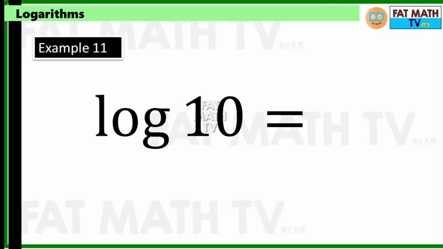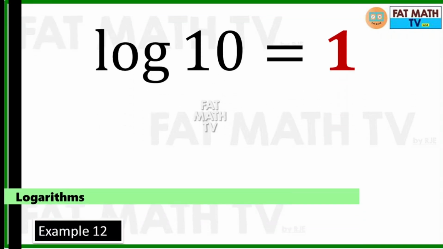If there is no base written, that is understood to be base 10. The base is 10 if there is no base written. That is what we call common logarithms. Okay, what should be the exponent of 10 to get a 10? Answer, 1. Okay, so if you don't see any base there, the base is 10. So the logarithm of 10 is 1.